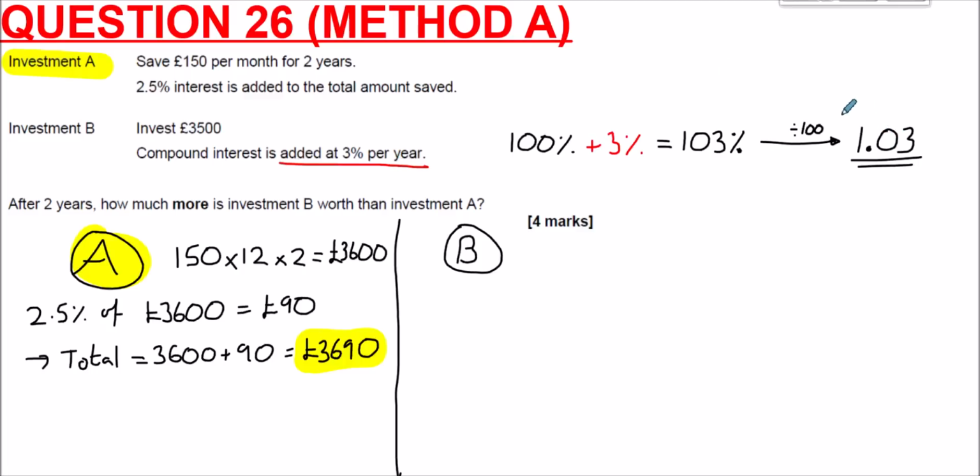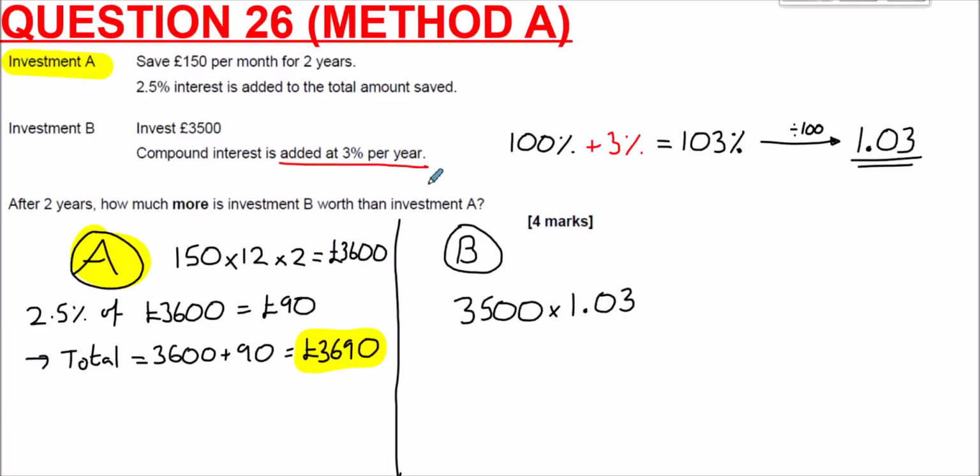That's what's often called in textbooks, and maybe by your teacher, the decimal multiplier. To find a 3% increase, you can multiply an amount by 1.03. Multiplying by 1 keeps it as itself, 100%, and the 0.03 adds on the 3%. And so the amount for B after 1 year, we could multiply by 1.03.